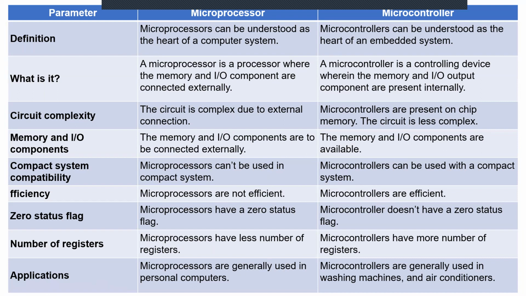And you will have a status flag. I will explain what a flag is in a later series. When you look at applications, microprocessors are used in personal computers, whereas microcontrollers are used in washing machines, air conditioners, fridges, TVs, and many things that we use in real life.